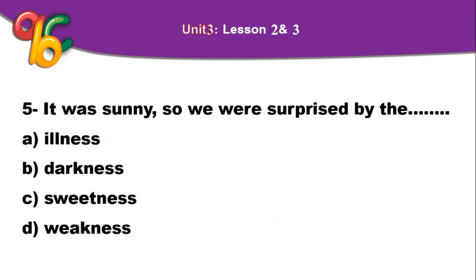Let's see, dear students. Jana Wael B. Great. Veronica B. Rawan Amr B. Kirolos C. It's darkness. The opposite. It was sunny. الجو كان مشمس. When we get to the forest and due to the trees and jungle, they were surprised because it gets dark. So it's darkness. Okay.